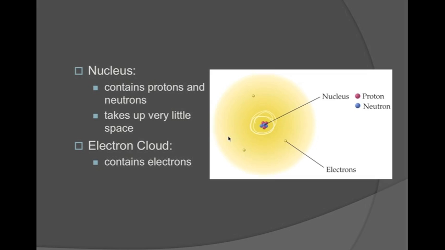It contains them in this area. Remember, we can't specifically point to where the electron is, but we say that it's in an area, and that area is going to be our electron cloud. And it takes up really the most space in the atom. The nucleus is very small and tight, but the electron cloud is very large.